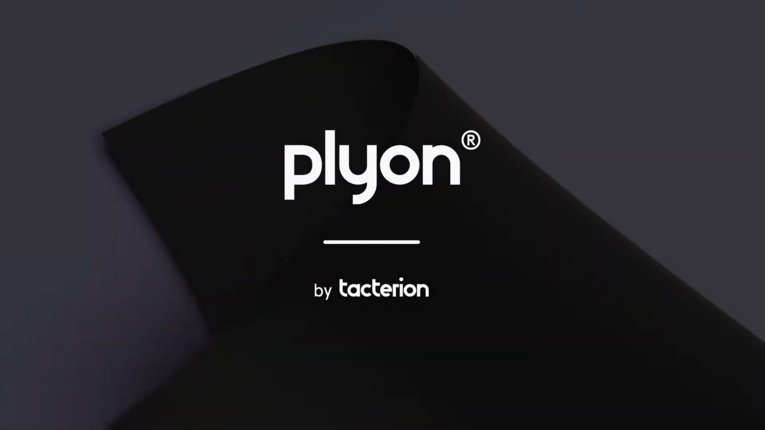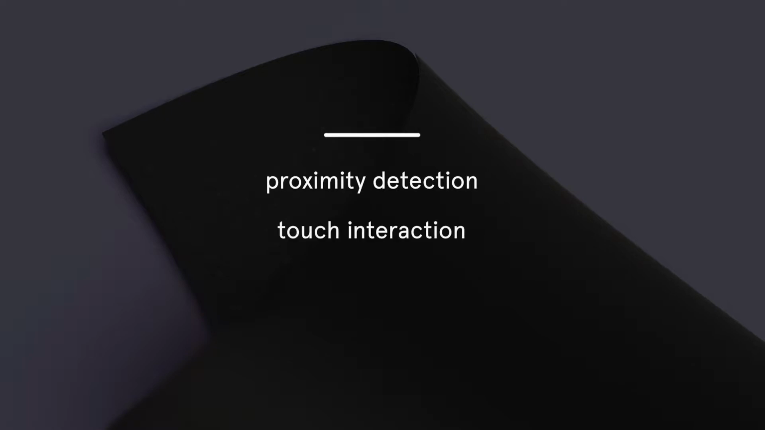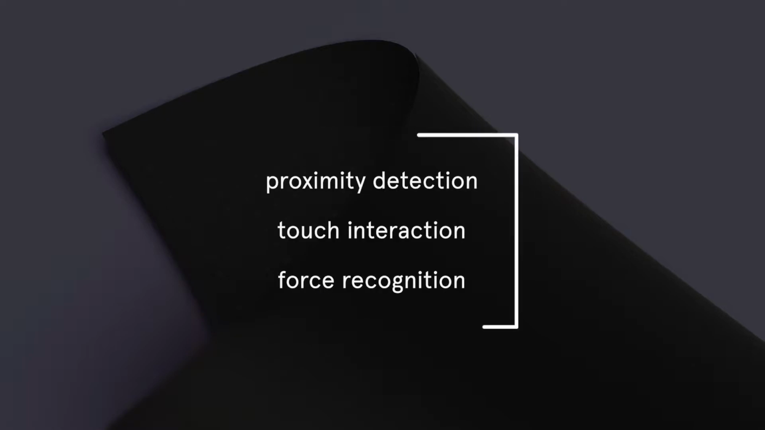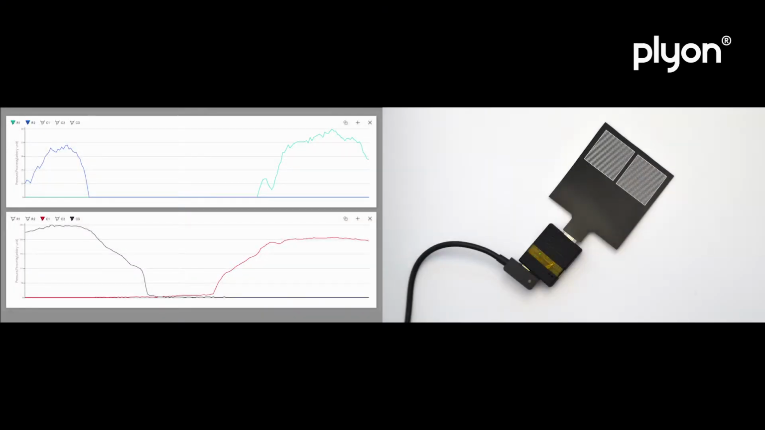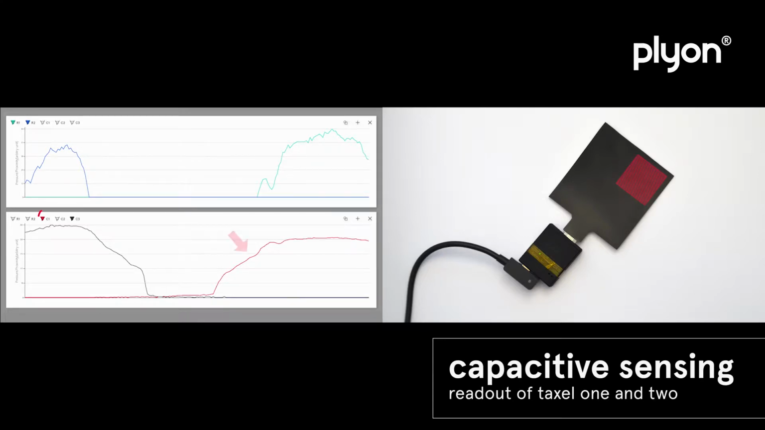Plyon by Tacterion is the first sensor to combine proximity detection, touch interaction, and force recognition into one single, fully flexible sensor. This reference design of the sensor has two taxels, or individual sensing elements. On the left, you will see the raw signal created by interacting with Plyon.